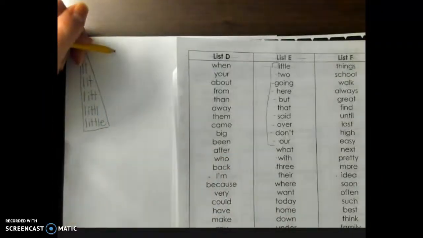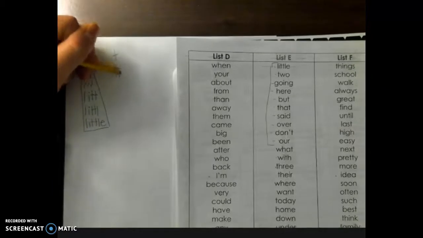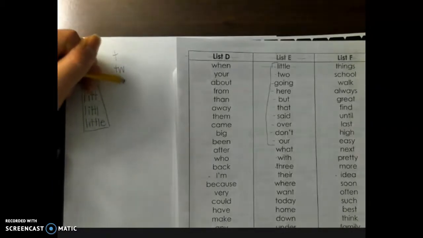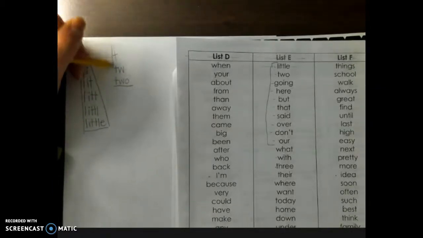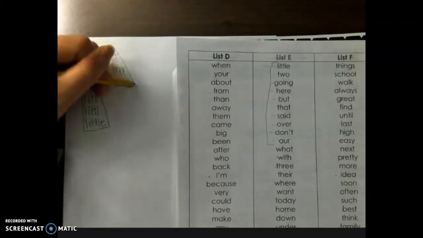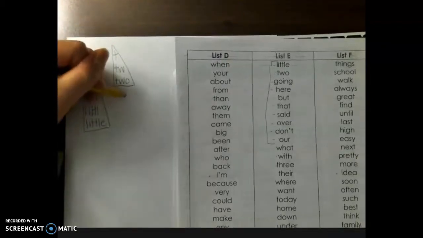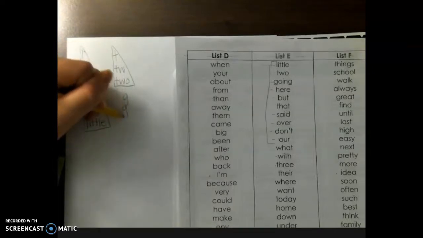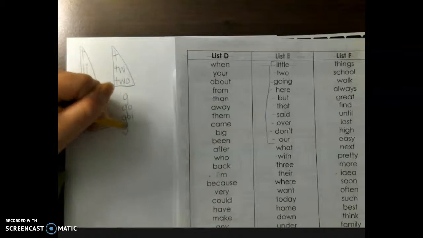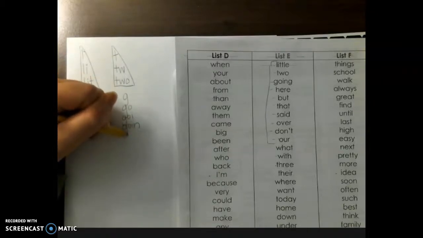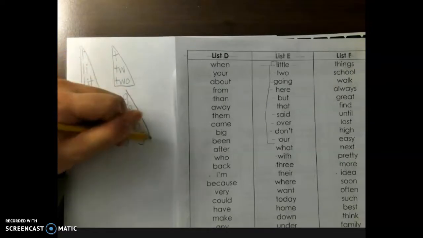So, two. T, T-W, T-W-O. Two. Going: G, G-O, G-O-I, G-O-I-N, G-O-I-N-G. Going.